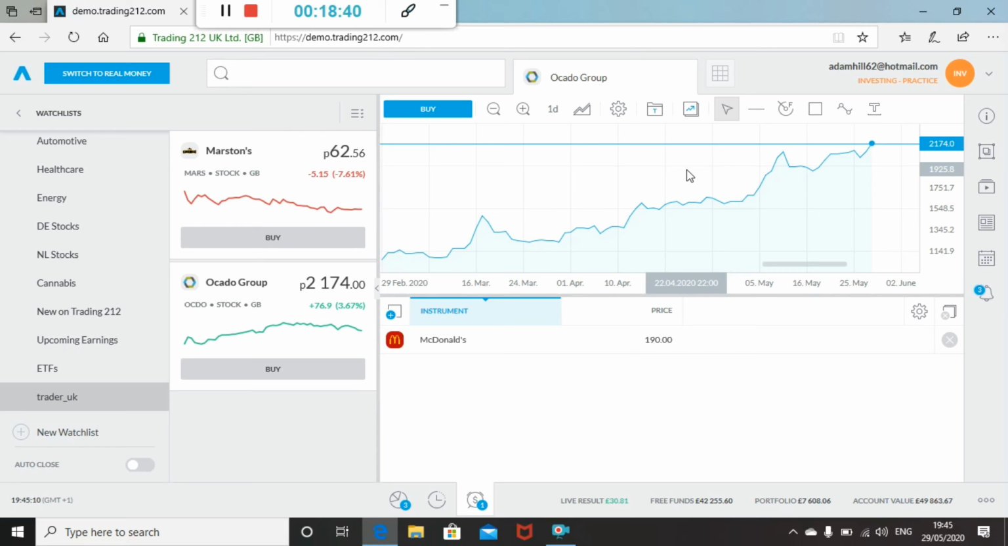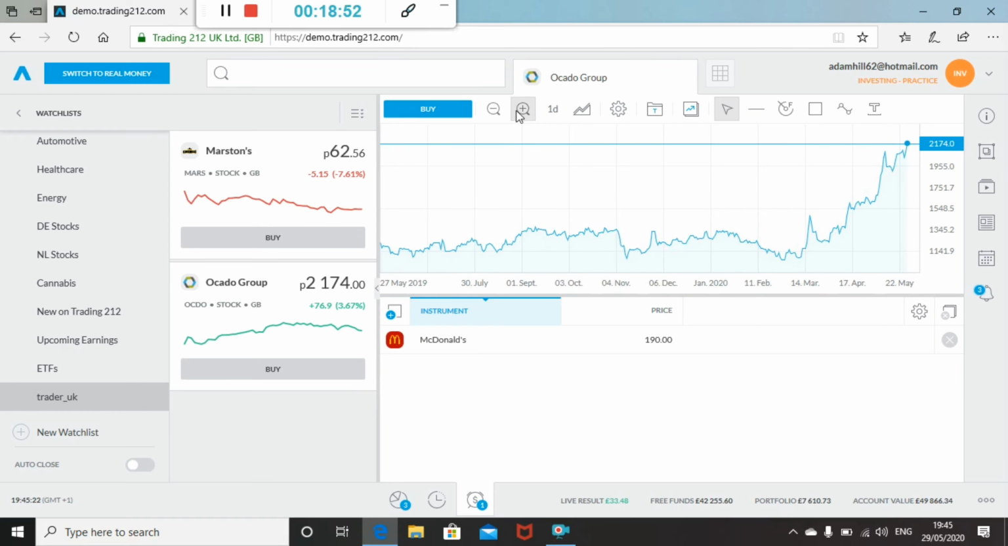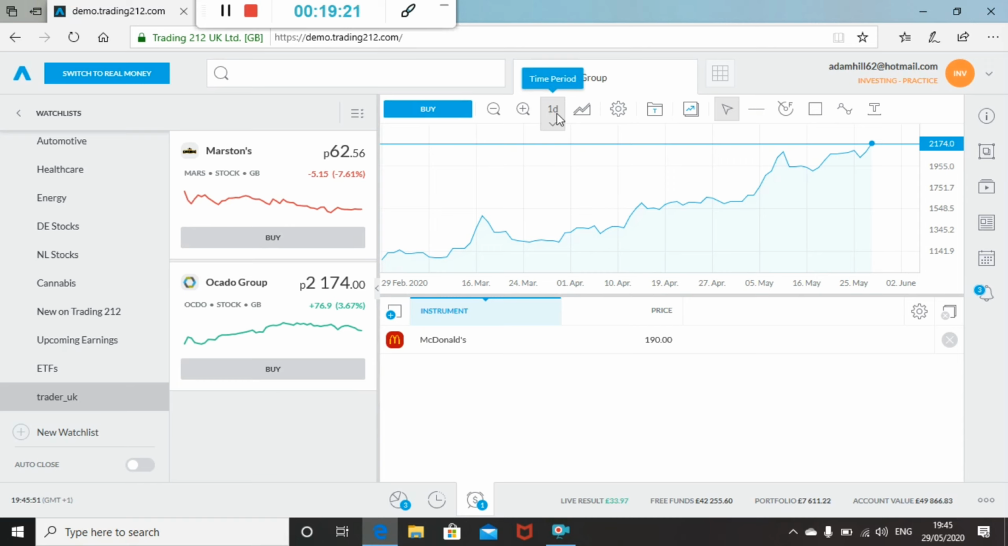You have the usual features like clicking the minus sign, you're zooming out and then looking at a bigger date range, and the plus sign will let you zoom in and look at a smaller date range, things that we're used to seeing on other platforms. You'll also see a quick link to buy shares. The blue button will take you straight through to buy shares in the Ocado group. And 1D, the time period. If you click on this one, it will give you a few options here.